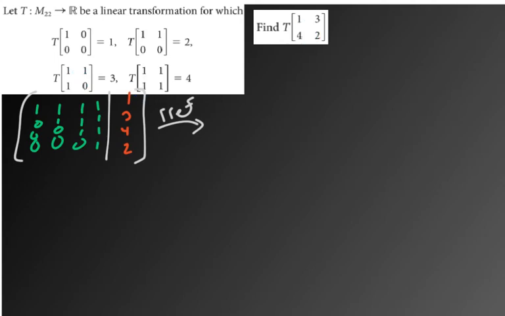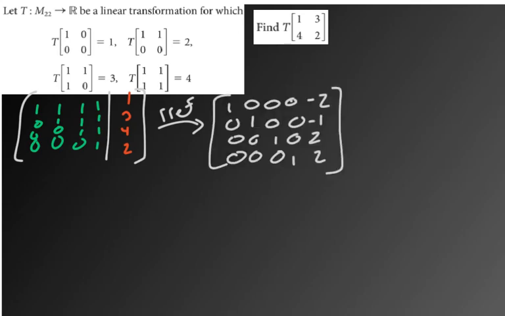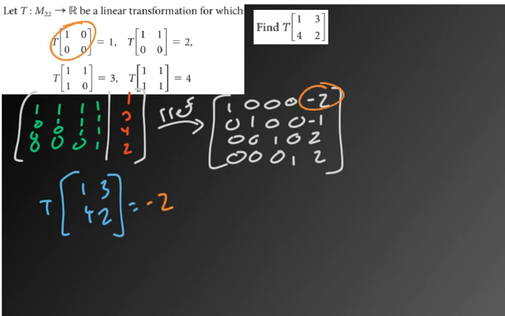And so if I RREF, I would get this. And now you've got it. So now you know you need negative 2 of these, negative 1 of these, 2 of these, and 2 of these, okay? So basically you just do T of 1, 3, 4, 2 is going to equal, I'll try and color code this, negative 2 of these ones, right? 1, 0, 0, 0.